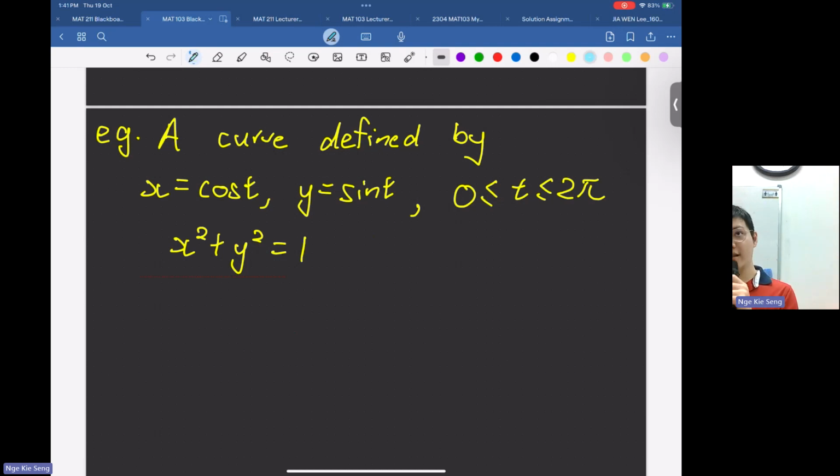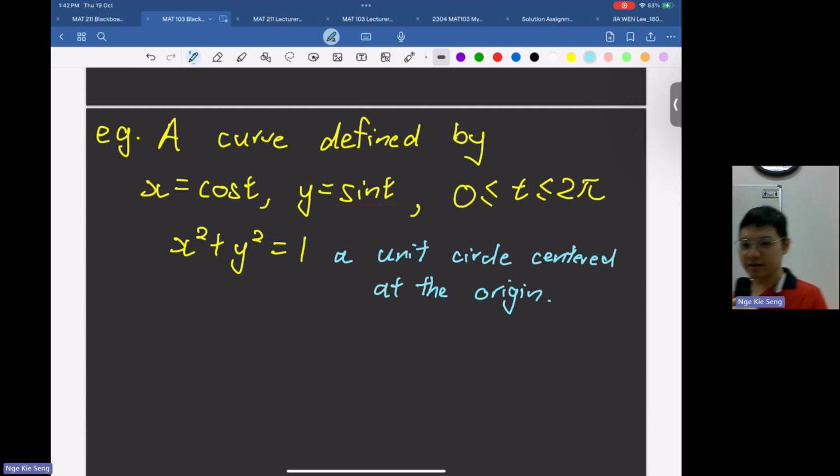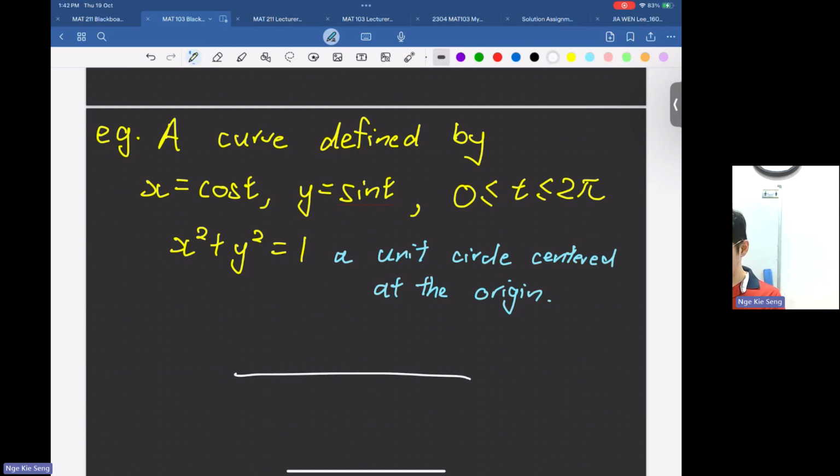This is a very basic, fundamental, important curve in this course. Later we'll keep coming back to this circle. You must remember cos squared t plus sin squared t equals 1. This is the unique circle centered at the origin. When you talk about a circle, two things are important: the radius and the center. You need to specify these two things. You can check that this is really a circle centered at the origin with radius 1.